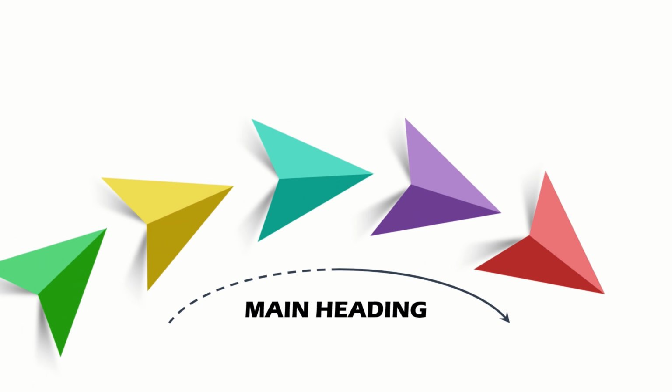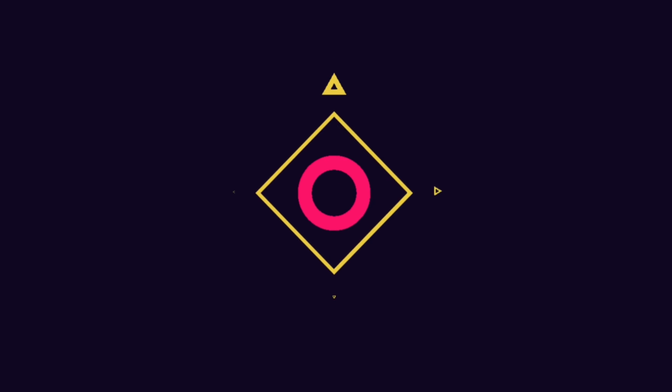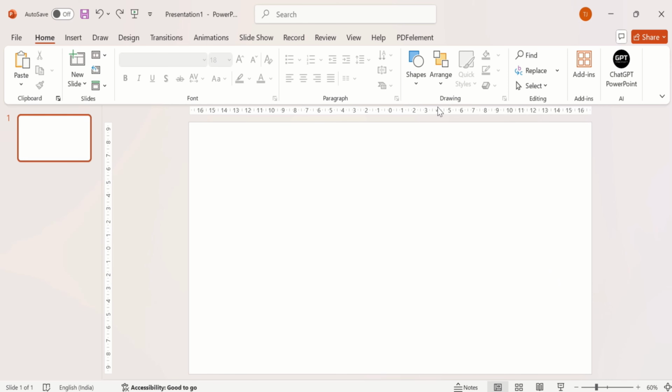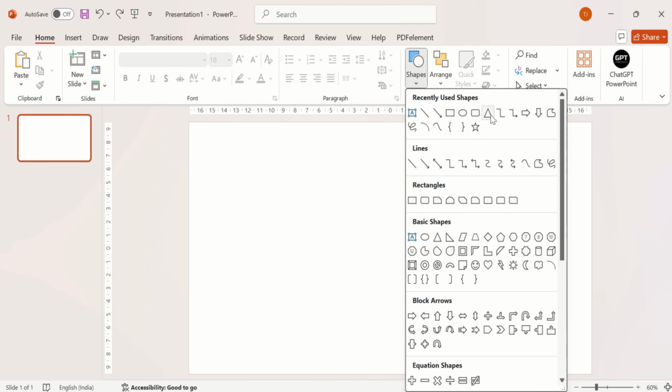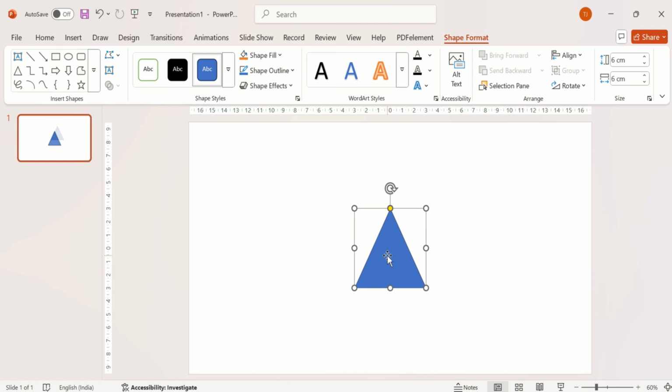Hello everyone! Today let's make this creative and eye-catching pointer slide like a pro. First, insert a triangle. Change its dimensions. Then duplicate it, and change its dimensions as well.